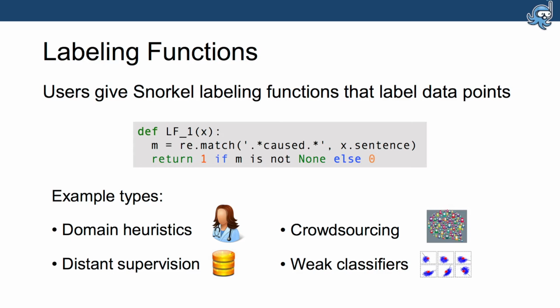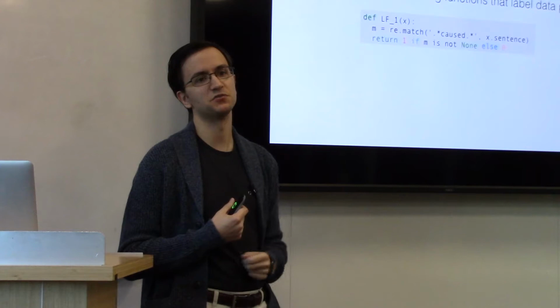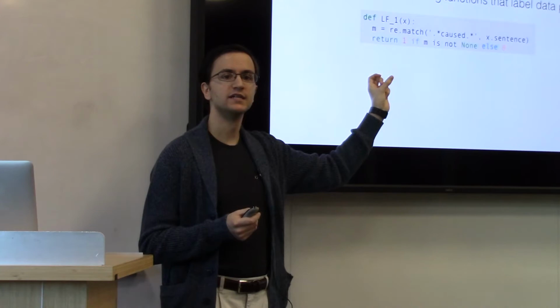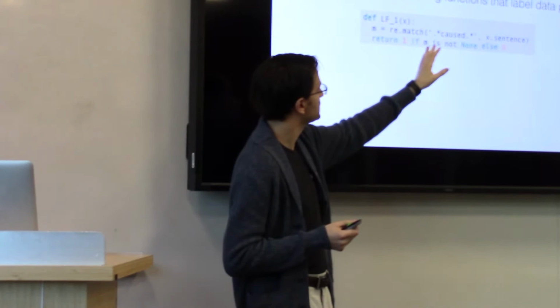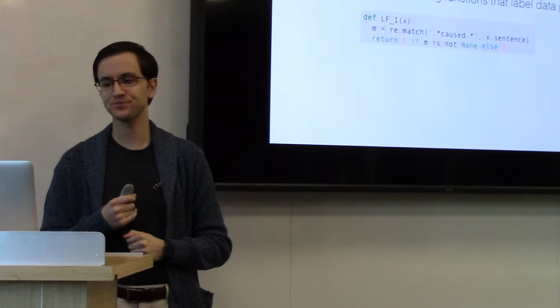So thinking back to that chemical disease relation task, if we think of one of those candidates that we're interested in classifying, we've got a chemical and a disease that we've identified in a sentence. The job of a labeling function is to say, yes, that is a mention of a chemical disease relation. No, it isn't. Or I don't know. And here's a really simple example. All it does is apply a regular expression to that sentence that contains the two mentions. It looks for the word "caused" anywhere in the sentence. This is a real simple one. And if we see the word "caused" somewhere in that sentence, it's going to say, yes, that is a true mention. Otherwise, it's going to say, I don't know.